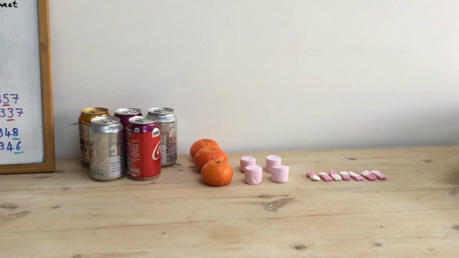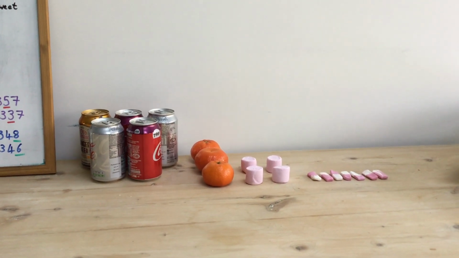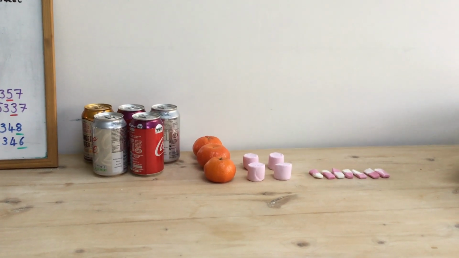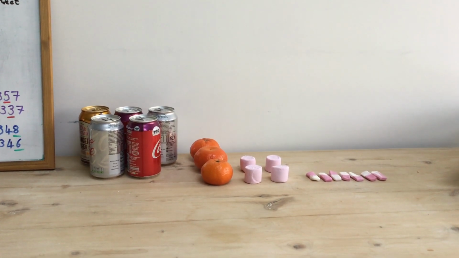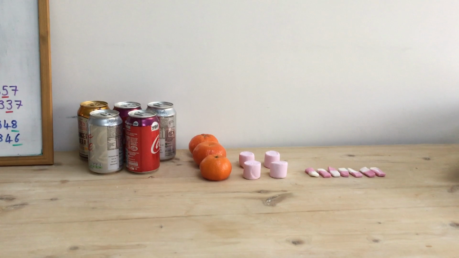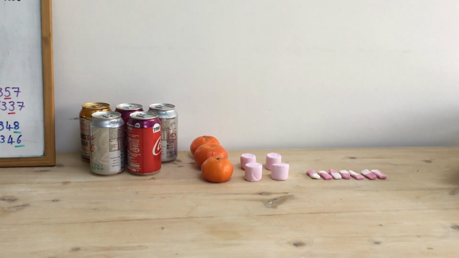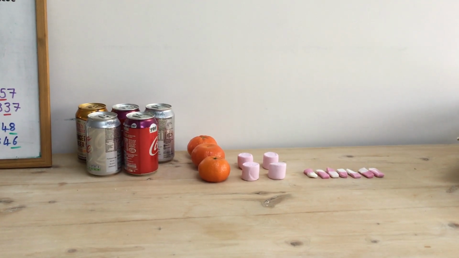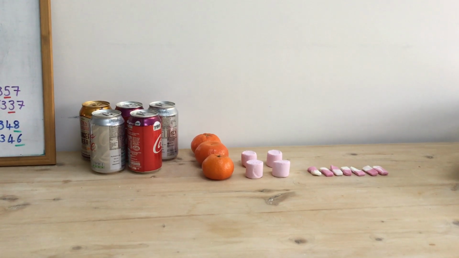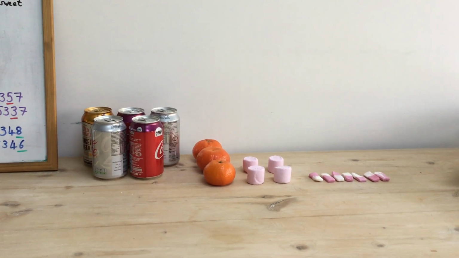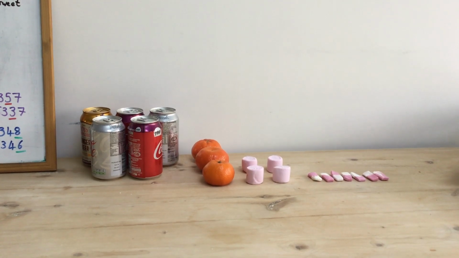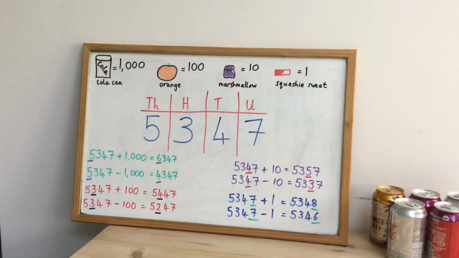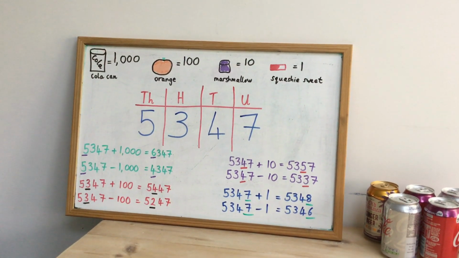So if we have a look at my collection of food and drink items, what number have I made using these representations? Well, I've got 5 cans of fizzy drink there, so I've got 5,000s. I've got 3 oranges, so I've got 300s. I've got 4 marshmallows, so I've got 4 10s. And if you look closely, you'll see I've got 7 squashies, so that's 7 units. So the number that I've made is 5,347. So if we have a little look at our learning board, that confirms it for you there. And you can see the key I've made as well.